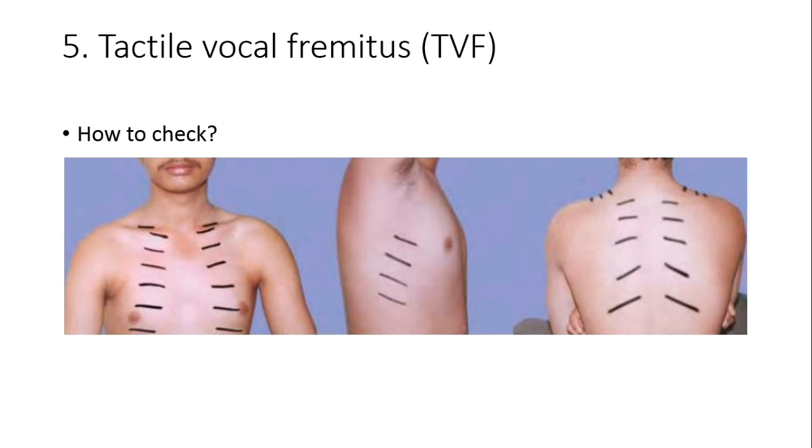Tactile vocal fremitus is increased in case of consolidation, cavity and collapse of lung with patent bronchus. Here remember, if collapse is without patency of the bronchus, TVF is reduced, but if collapse is with a patent bronchus, TVF is increased, while TVF is reduced or absent in case of pleural effusion and pneumothorax.